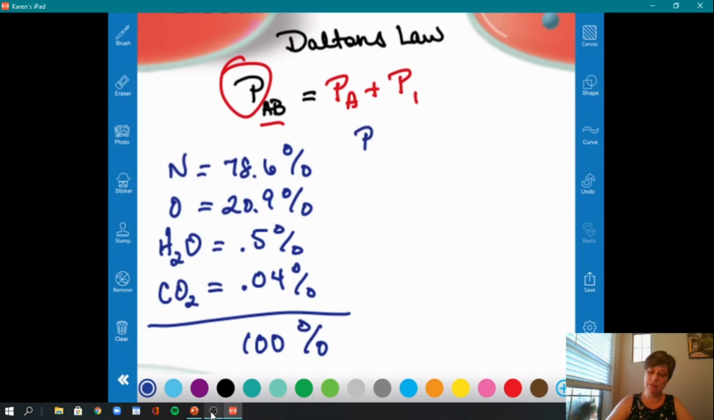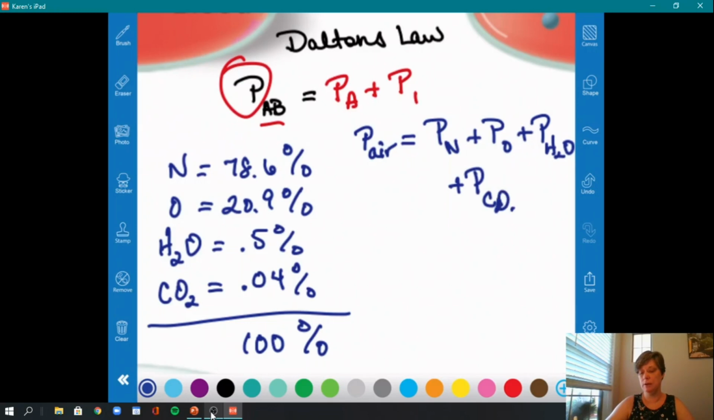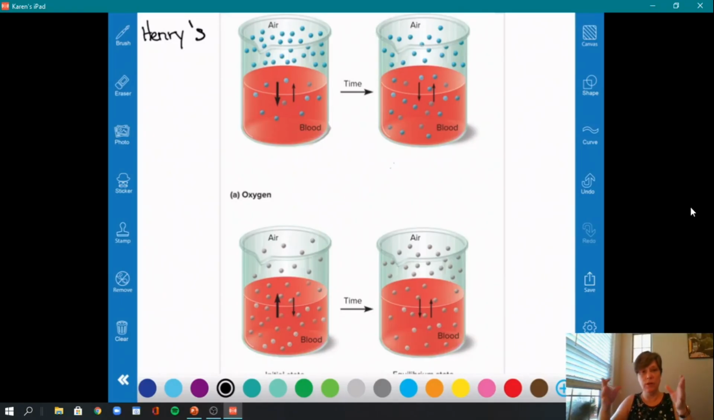The pressure of the air that we breathe is equal to the pressure of nitrogen plus the pressure of oxygen plus the pressure of water plus the pressure of carbon dioxide. So now we know that the pressure of air, which is composed of 4 different types of gases, can be broken down into the sum of the pressure of each individual gas. Now, let's look at Henry's law.